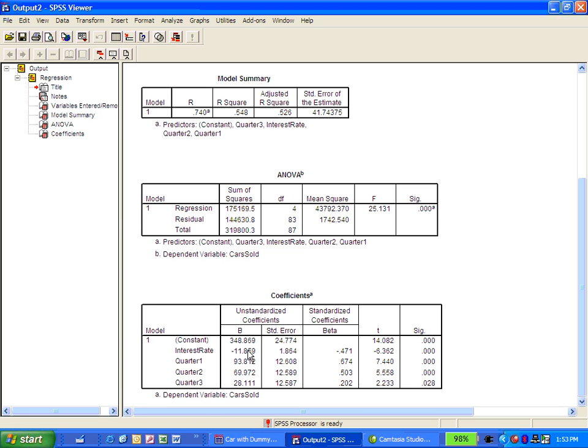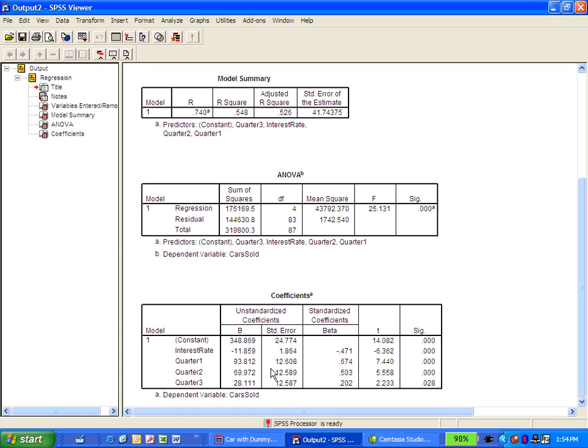Interest rate. What this means, if I were to interpret it, is that as the interest rate increases 1 point, all other things being equal, I do 11.85 units fewer sales. Similarly, the way we interpret quarter would be all other things being equal. If the quarter is quarter 1, then we sell 93.812 units more than we would in quarter 4.